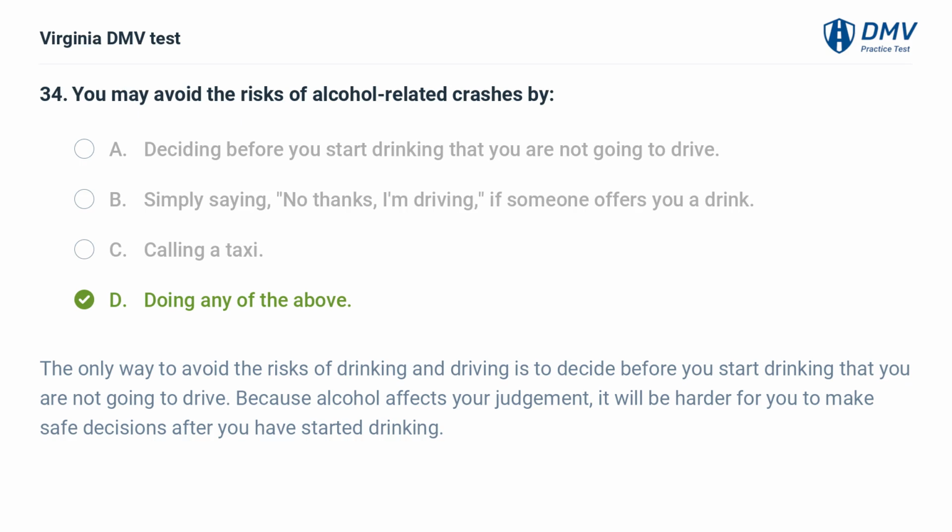The only way to avoid the risks of drinking and driving is to decide before you start drinking that you are not going to drive. Because alcohol affects your judgment, it will be harder for you to make safe decisions after you have started drinking.